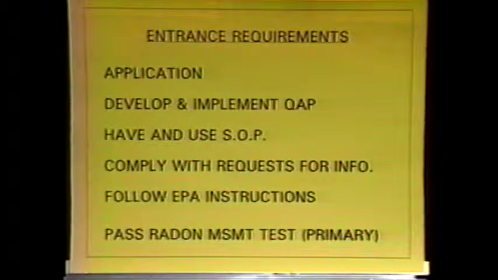You must, in all cases, comply with requests for information. If the EPA calls you or sends you a letter asking how many tests you did this year, then you're to comply with those requests for information. That makes sense. Follow the EPA instructions. And if you're a primary, you must pass the radon measurement test, meaning simply that you must get your detectors through the radon chamber and come up with the right results. That's if you're a primary. Of course, you don't have to do that if you're a secondary. Hopefully those things make sense. Those are the entrance requirements. In fact, I believe those are all of the entrance requirements.